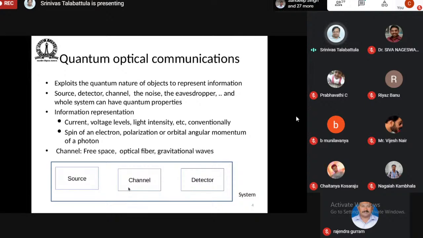Similarly, the channels, the free space channel, the fiber optic channel, these are all some of the channels which can be used for quantum communications. These also have to be studied separately. So we need a lot of mathematical techniques.